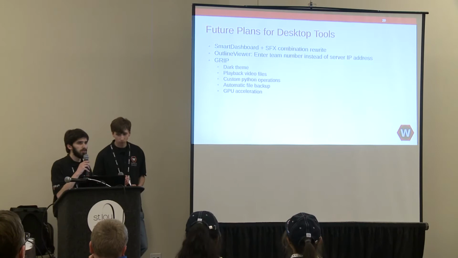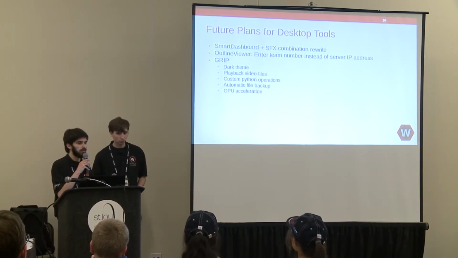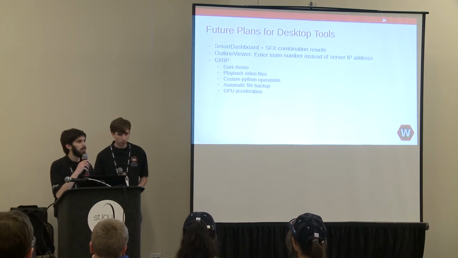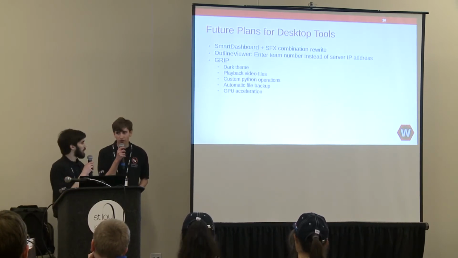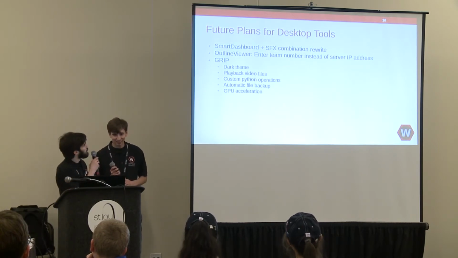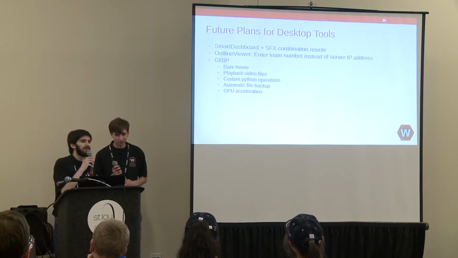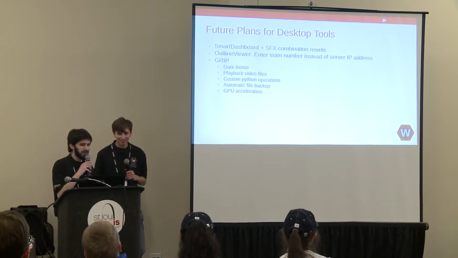For Outline Viewer, small change, you should be able to just type in your team number, and it'll hook up into your robot generally, instead of having to put in the whole IP address. There's a pull request for that I actually think just got merged. Cool. So for GRIP, dark theme, okay. Something Sam's working on. Yeah, well, there's a PR open for that.